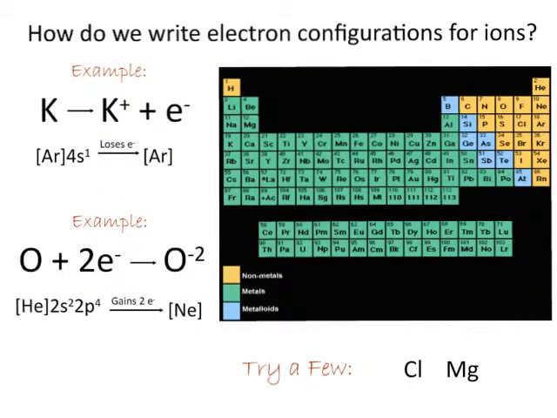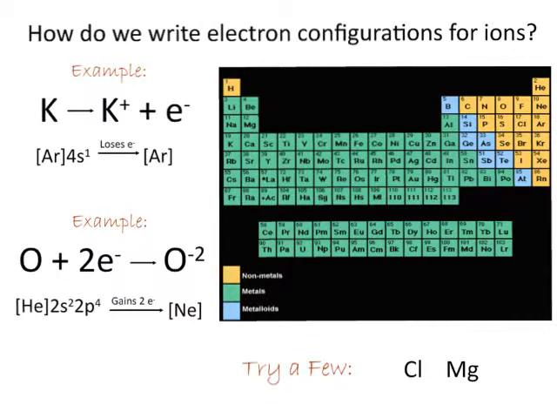So our next question, how do we write electron configurations for ions? That's a great question because you're going to encounter a lot of ions. Let's take some examples to understand this. Here we have potassium, and when we write potassium's electron configuration, potassium is basically argon with one more electron. That one more electron is in the fourth principal energy shell. So we have argon with a 4s1, and that's potassium.